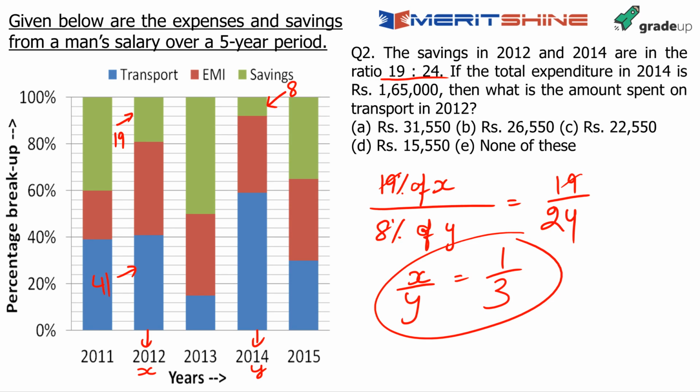Now this Y is given to you. The total expenditure. एक minute, I think I have made a mistake here. Total expenditure, just a moment. I actually made this question, I think, just give me a moment.